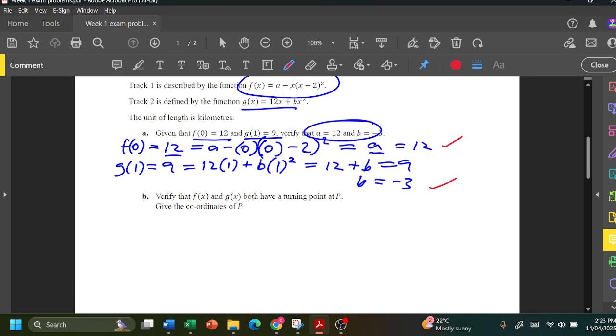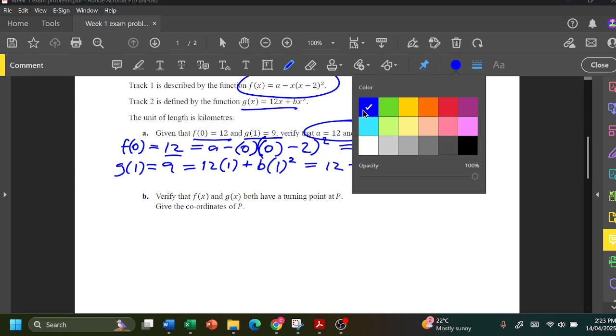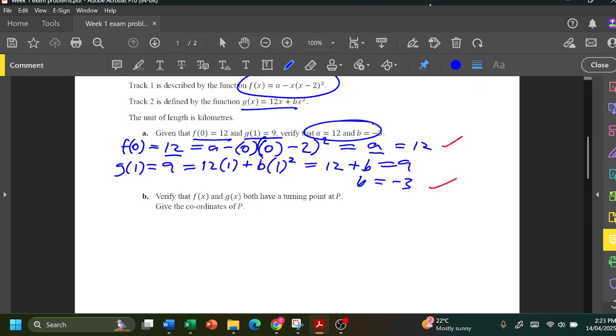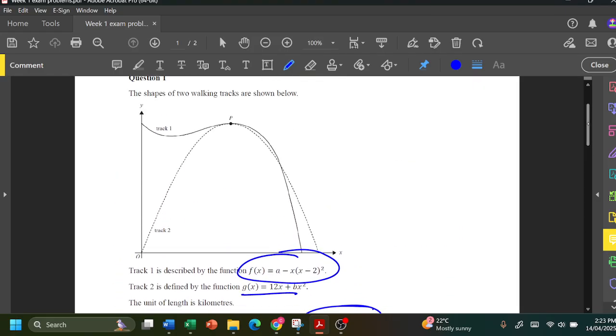All right, so moving on. Now we're told something about the turning point. We're told that f and g both have a turning point at the same point on the graph. That's this point right here. We can see that that's a maximum turning point, and that point exists on both of the two curves.